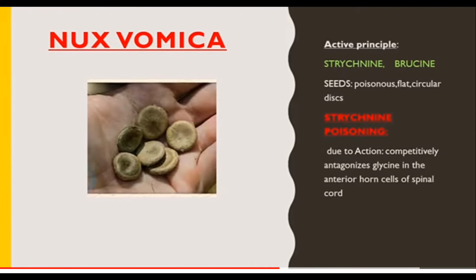So this is another image of strychnine. Seeds are poisonous, flat, circular discs. Strychnine poisoning is due to its antagonizing glycine in the anterior horn cells. Glycine is an inhibitory neurotransmitter, so it will be antagonizing glycine. So there will be continuous excitation of the synapses, thus causing contractions.